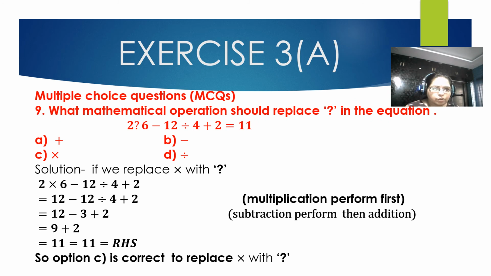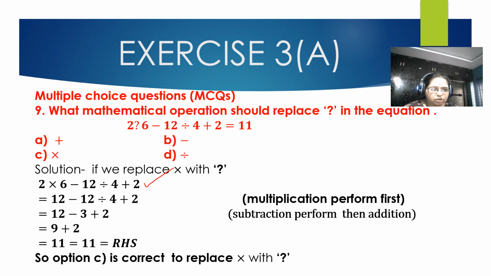Now we replace the multiplication symbol, that is option C, with a question mark. So the expression becomes 2 multiplication of 6 minus 12 division of 4 plus 2. Here multiplication, division, addition and subtraction operations are there. According to the BODMAS rule, first multiplication and division will be performed, then addition and subtraction.